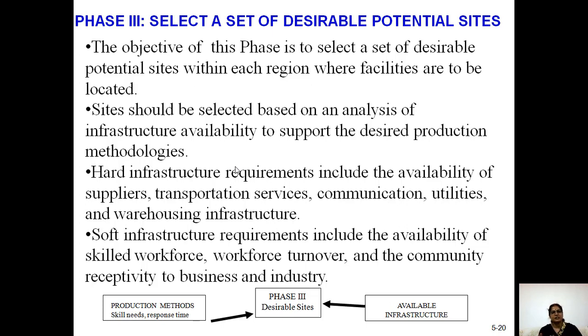Infrastructure requirements are divided into two categories, hard and soft. Hard deals with the physical components such as transportation services, communication, utilities, warehousing infrastructure, etc. Whereas soft deals with the level of skill of the workforce, how far the region will receive the business, and so on.